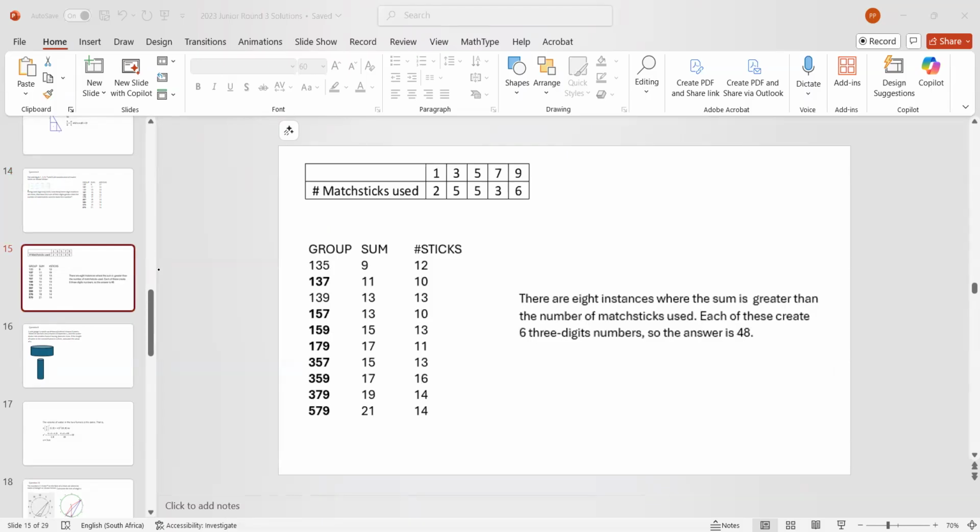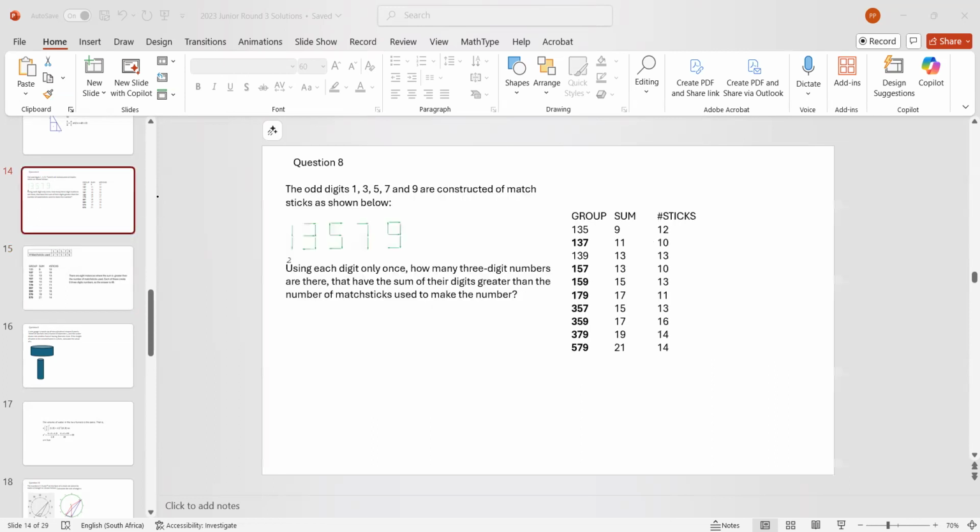Oh, the answer is not 8. The reason for that is, let's just go back to this. You see, I took 135, but each of these can be mixed around. There are 6 possibilities. You could have had 153, or 315, or 351, or 531, or 513.